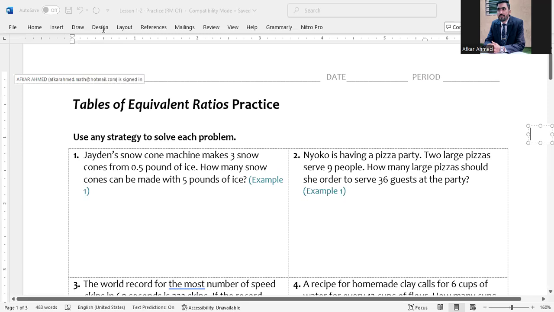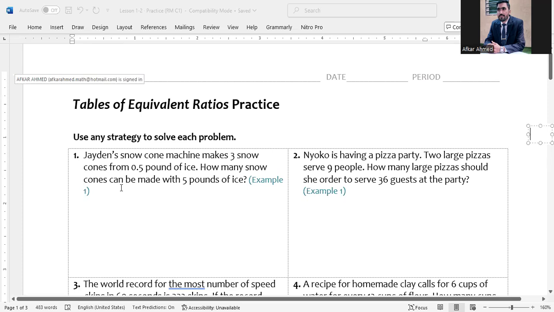Today I'm going to discuss the second lesson, which is related to tables of equivalent ratios. Now, equivalent ratios mean if two fractions are equal, like there is a number that we multiply by one fraction and it gives us a new fraction, we call these two fractions equal. Okay, so let's start our lesson.